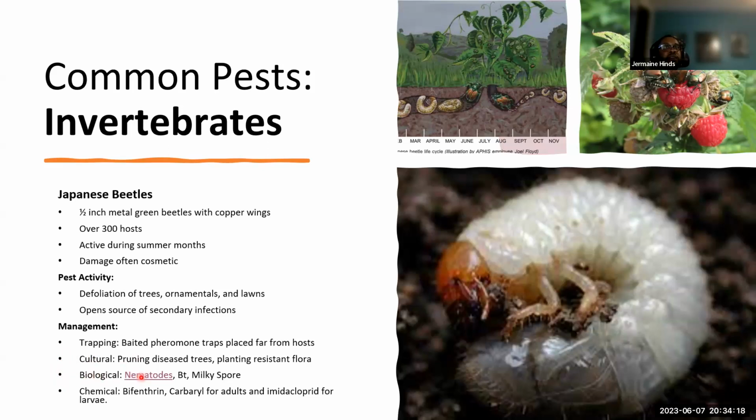There's some biologicals available. So nematodes, remember, these are those tiny worms that burrow into the insect and eat it from the inside out. And there's biologicals like Bacillus thuringiensis available. And then there are different chemical formulations that can work on Japanese beetles. I got these from extension guides: bifenthrin, carbaryl for adults, and imidacloprid for larvae.